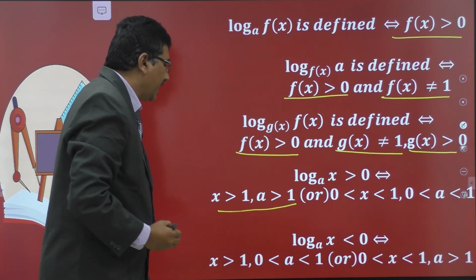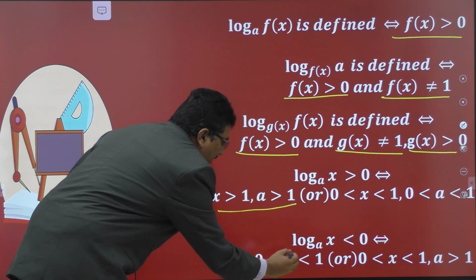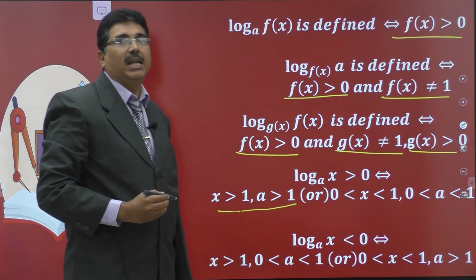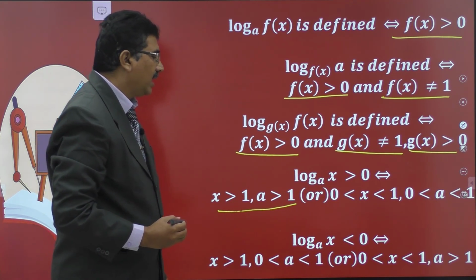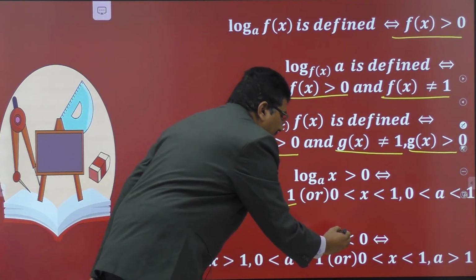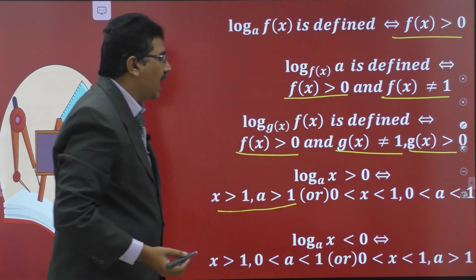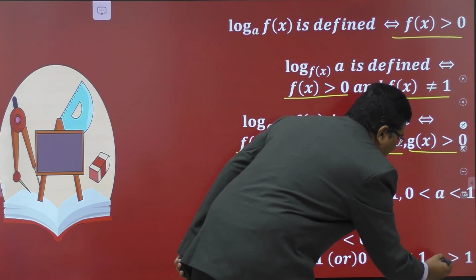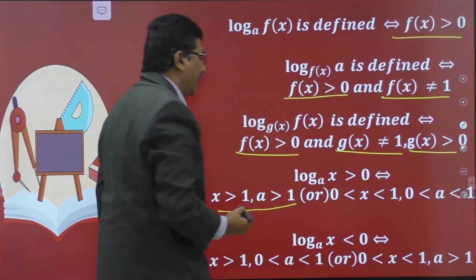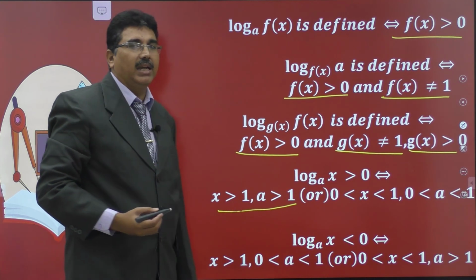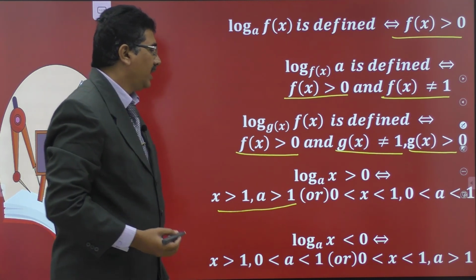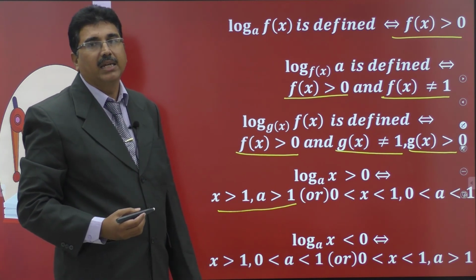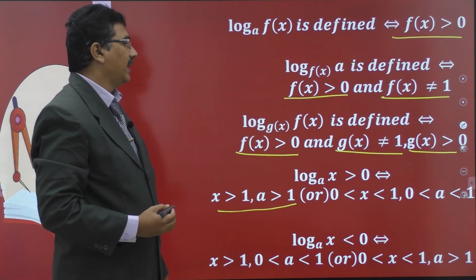Now if x greater than 1 and a lie between 0 to 1, log x base a is less than 0, or x lie between 0 to 1 and a greater than 1, then log x base a less than 0. These two are the very important conditions for finding the domain of a function.